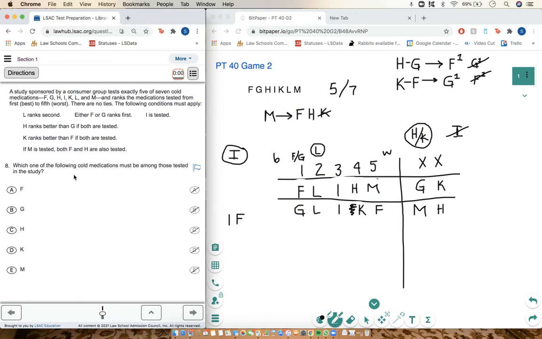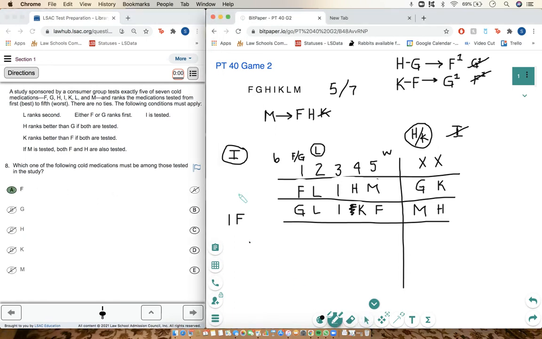Next, which one of the following cold medications must be among those tested in the study? So what letter do we have to test? Well, we know based off of the combinations we have here, we don't have to test G and we don't have to test K. So we can cross off those. We also know from the second combination we don't have to test M and we don't have to test H. So the answer is F, A. So I can write in here, hey, F has to be tested, meaning that F cannot be out on this side.